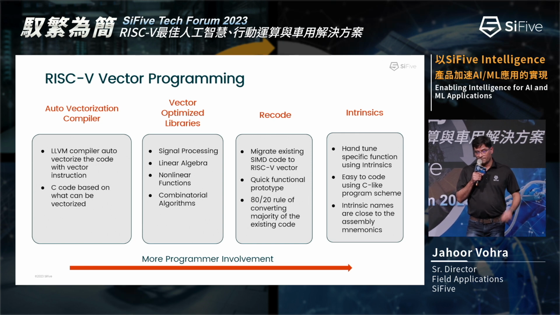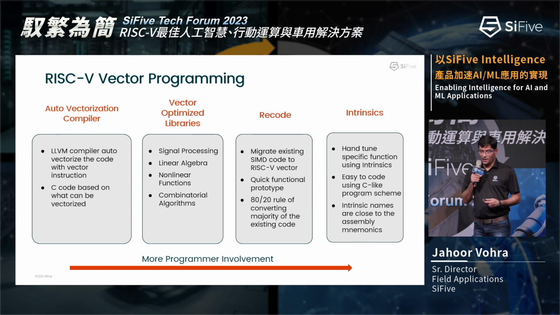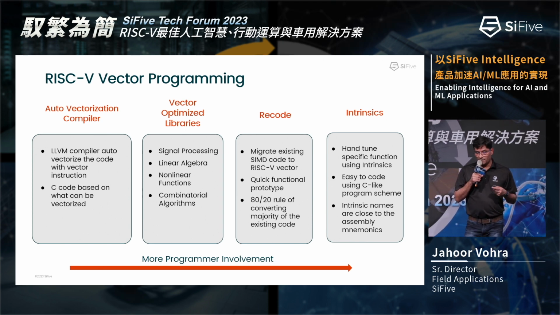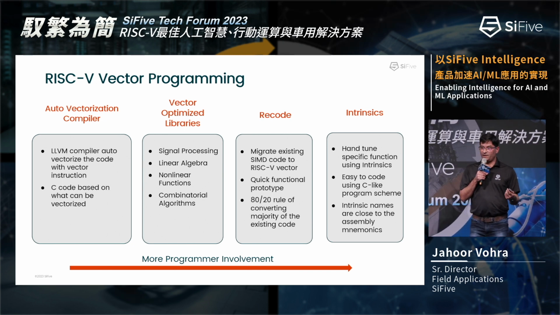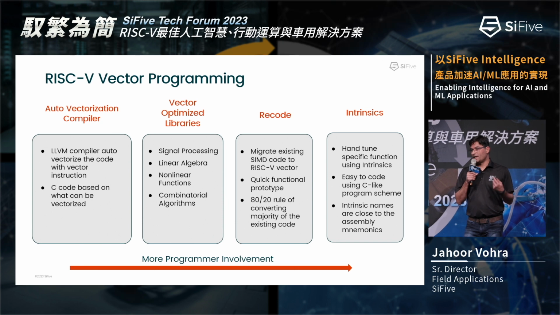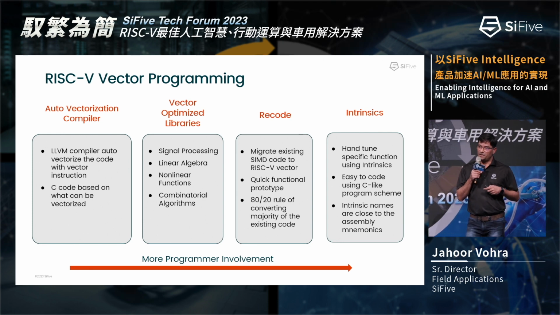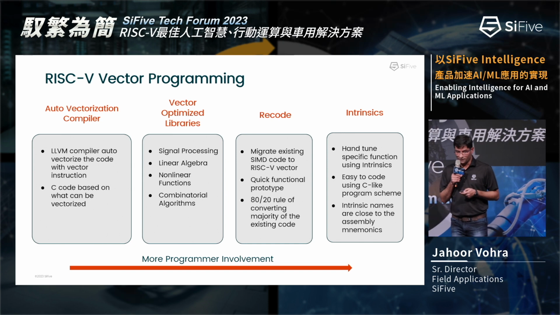So what about software? With the hardware that we provide, there are multiple ways to program the RISC-V vector processor. Depending on the effort versus the results that you desire, starting on the left, we have an auto-vectorizing compiler, which is based on LLVM. If you're happy to go in and restructure your code, typically the auto-vectorizing compiler does a decent job of vectorizing applications.